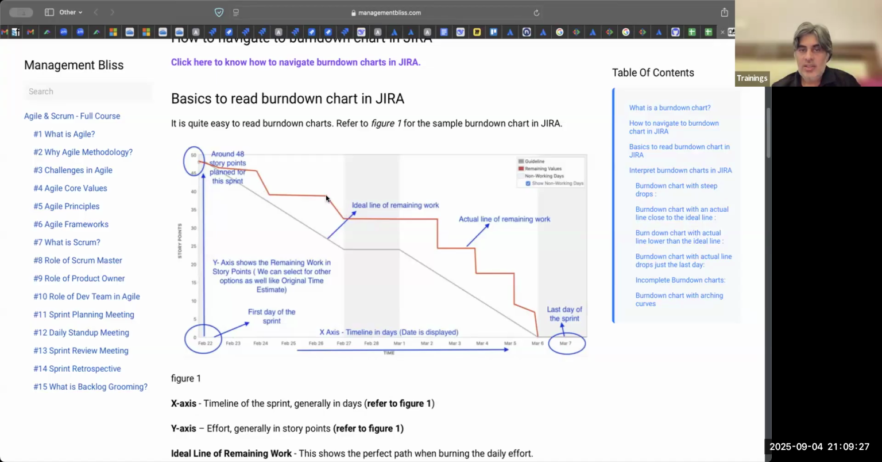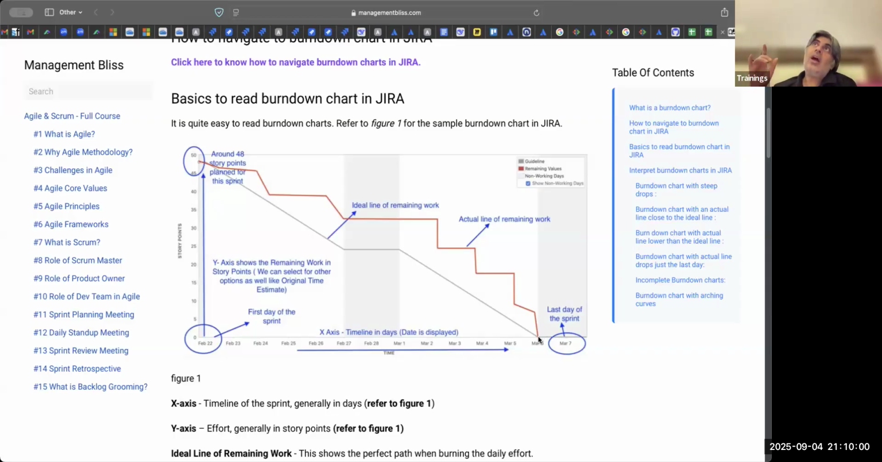Then nothing happened here. Then again, something got closed here. From this day to this day, nothing happened. No work was closed. This is a flat line. A stepwise formation is nice. Something got closed on this day, and this day, and this day. And on the last day, they were able to complete everything. On the second last day, they have 0 points to burn.